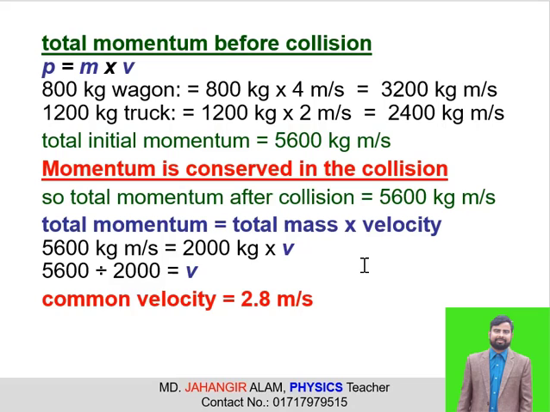So momentum is conserved in the collision, so total momentum after collision will be 5600 kg meter per second. Total momentum equals total mass into velocity. Because the two objects combined, total mass is 800 plus 1200, so 2000 kg, and common velocity is V after collision. So 5600 kg meter per second equals 2000 kg into V. So V equals 5600 divided by 2000. So the common velocity of the two wagons is 2.8 meter per second.